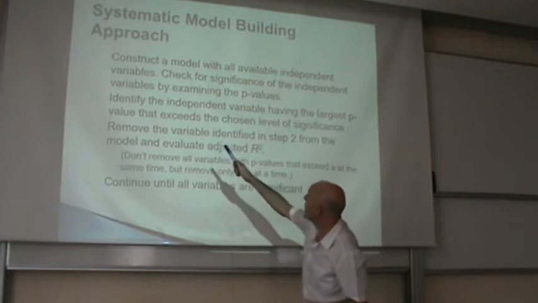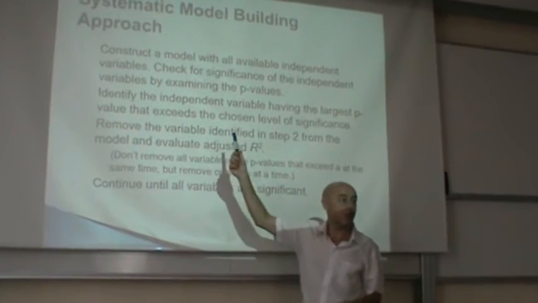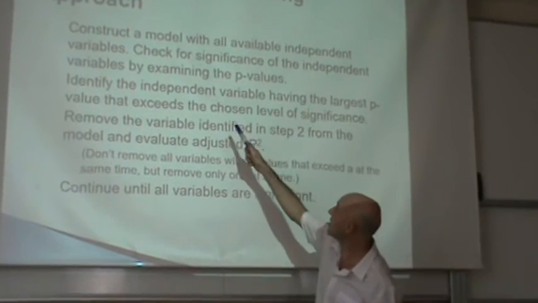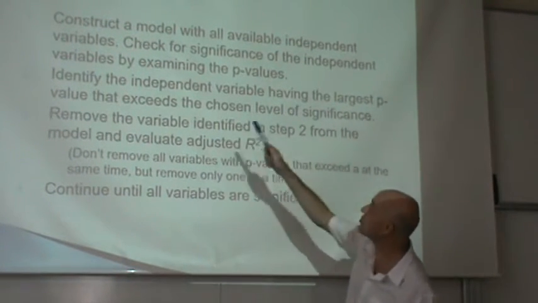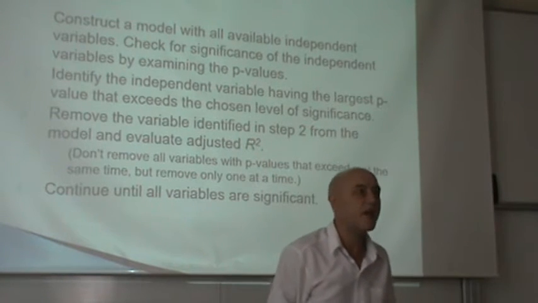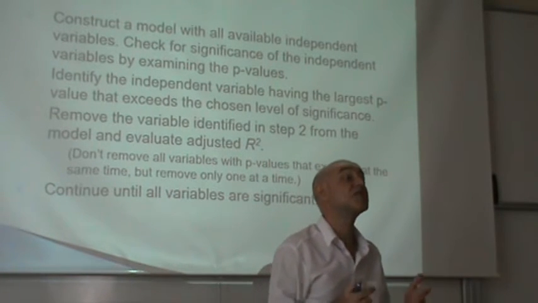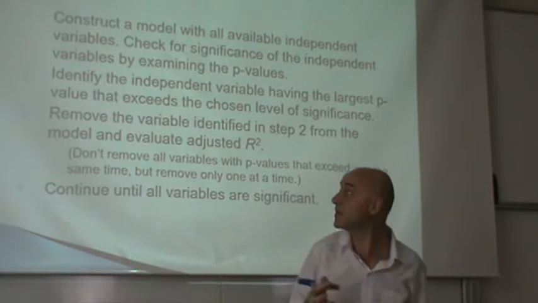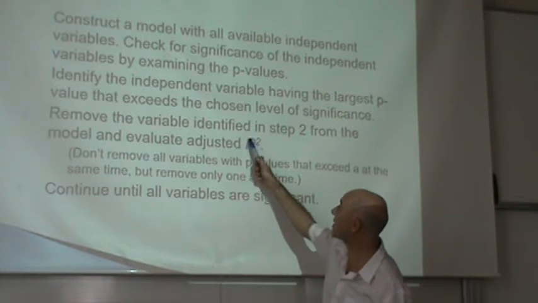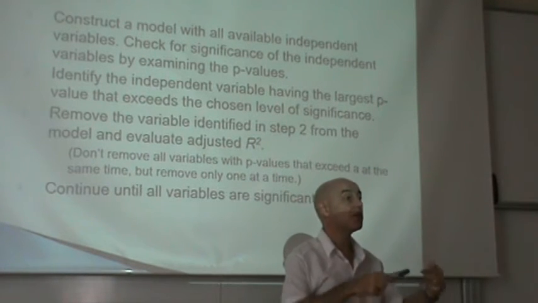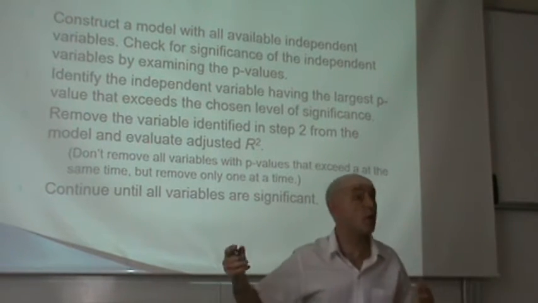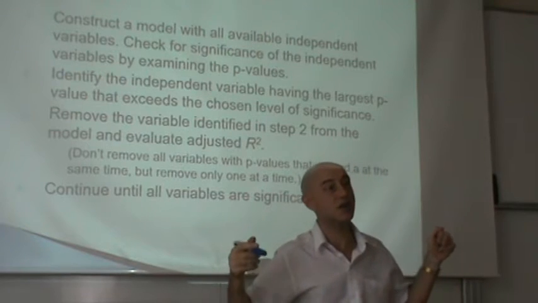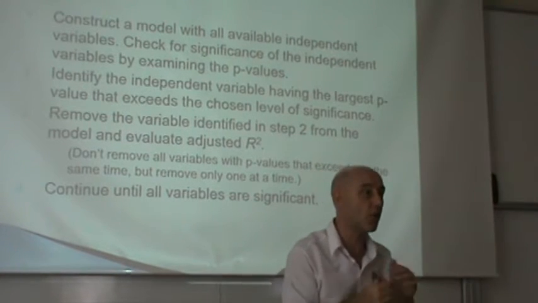So, this is step number 2. Identify the independent variable that has a large p-value. A large p-value means the independent variable is not significant. You remove that variable and you rerun the model. And you look at R squared or adjusted R squared, and you go back and forth.